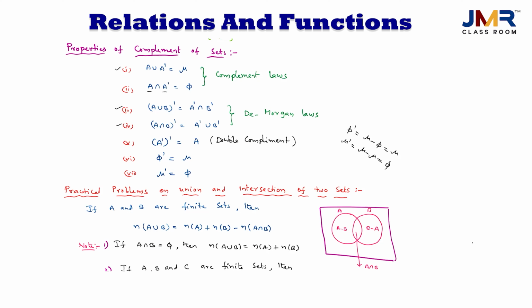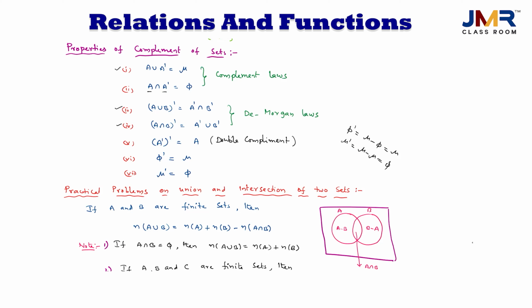All these properties, you try using a Venn diagram. Venn diagram means take one universal set as a rectangle and take a set A as a circle, then apply these properties. Which are true or false, you can easily find using a Venn diagram. Okay, understand? These properties are important to you while solving the problems.